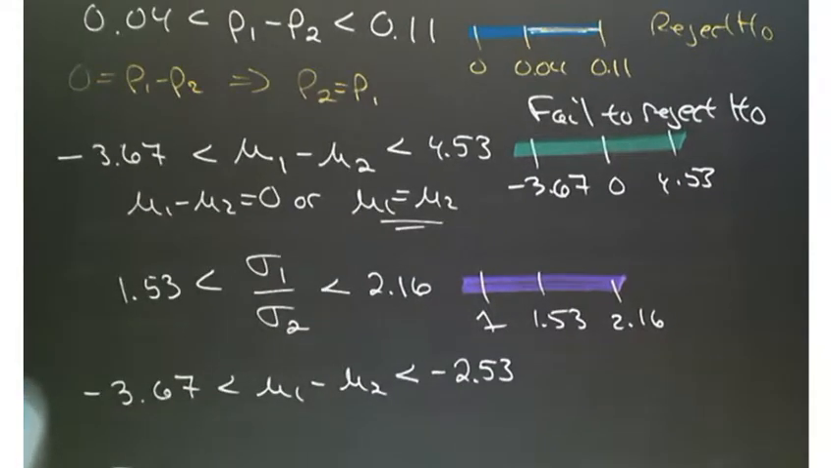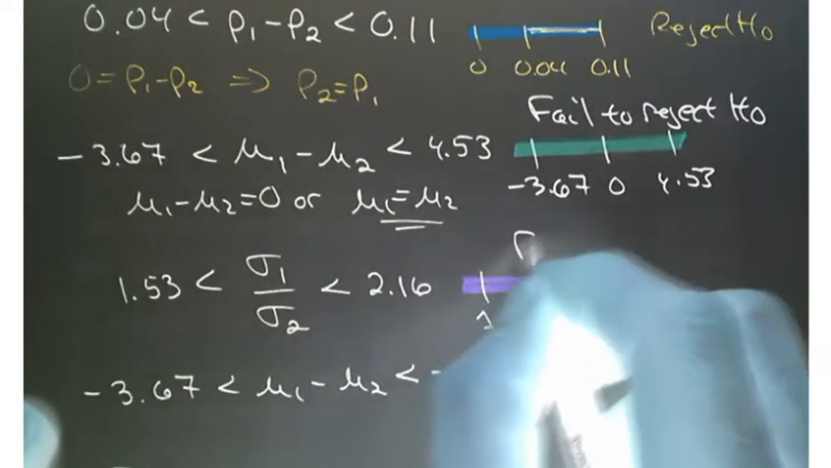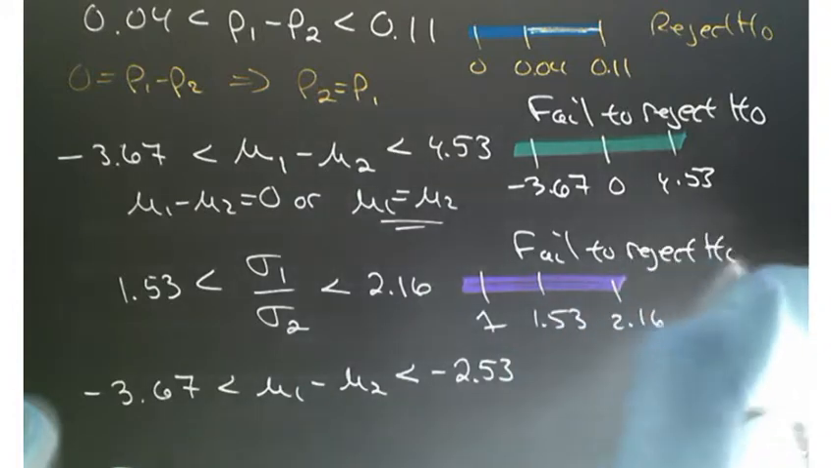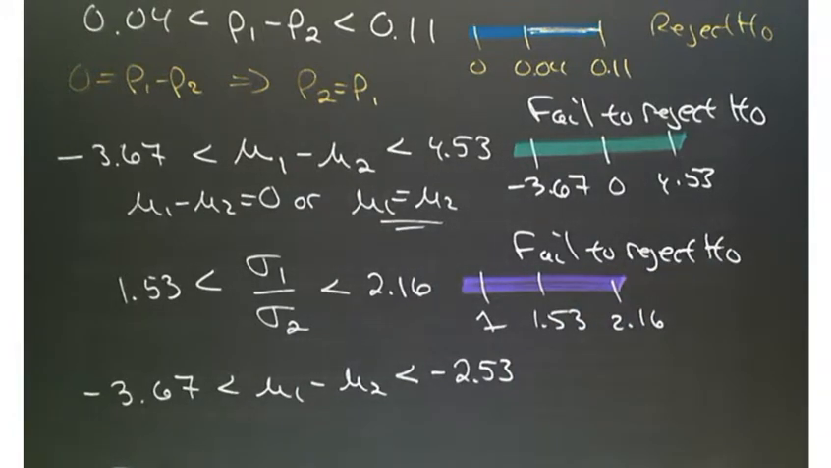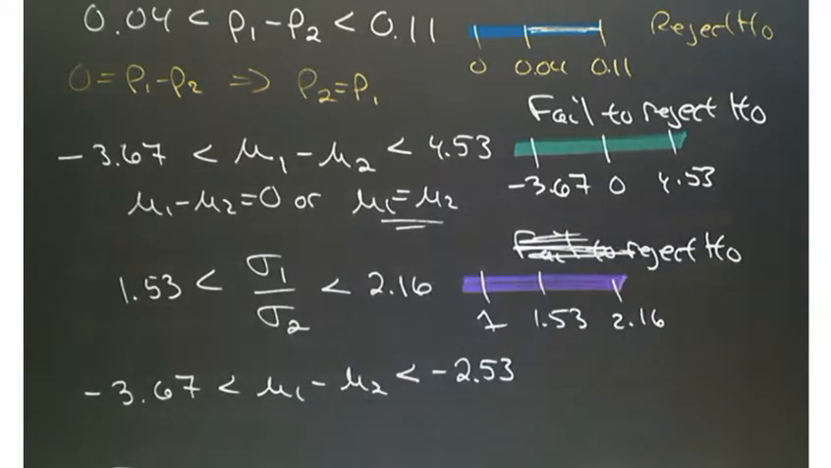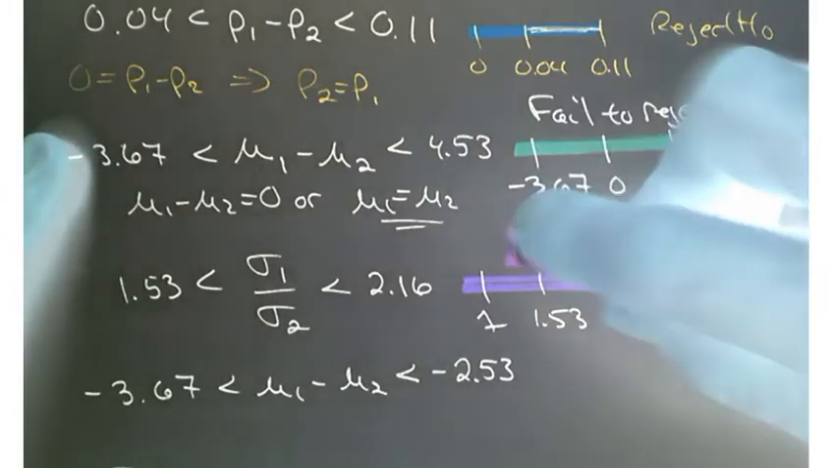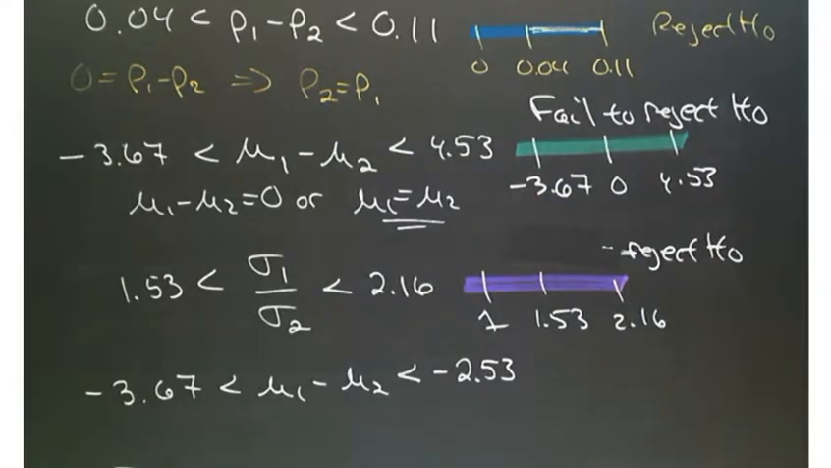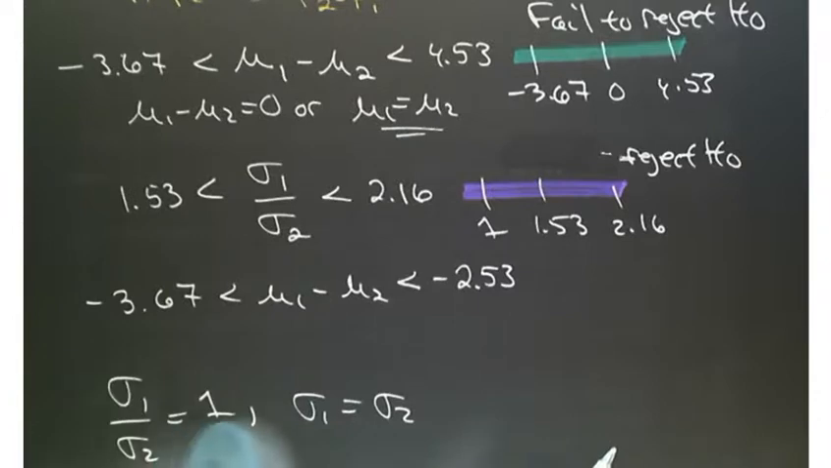All right, so fail to reject H naught. Oh, excuse me, reject. Sorry. I was moving on to the next one or two, actually. So fail to reject. So let's get rid of that. There, never happened. Reject H naught.